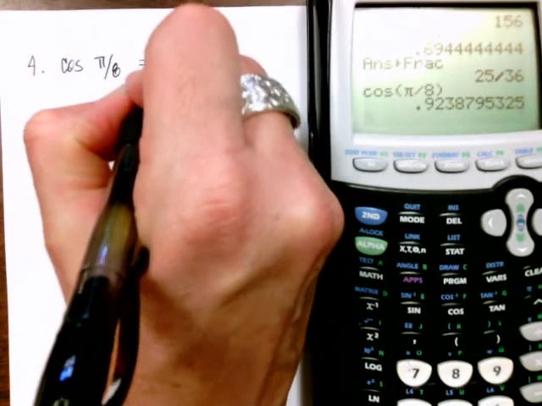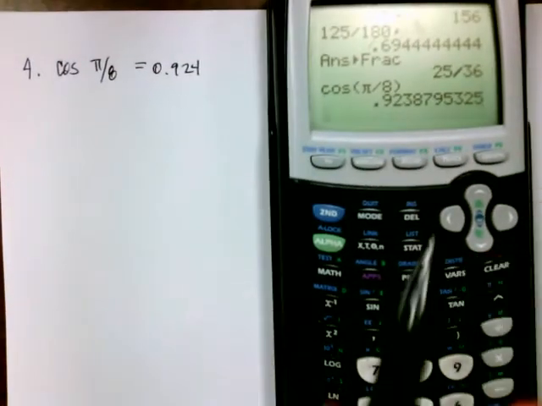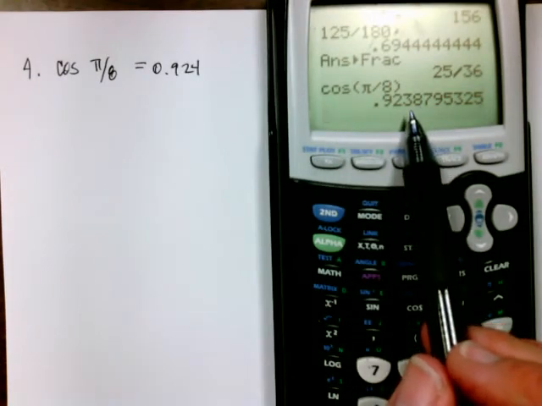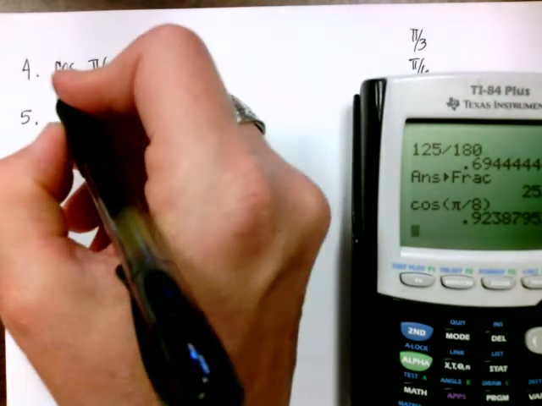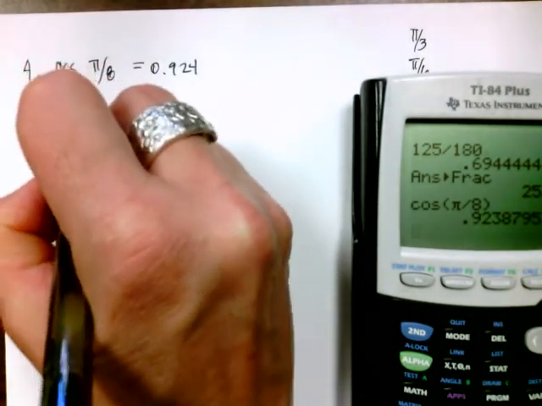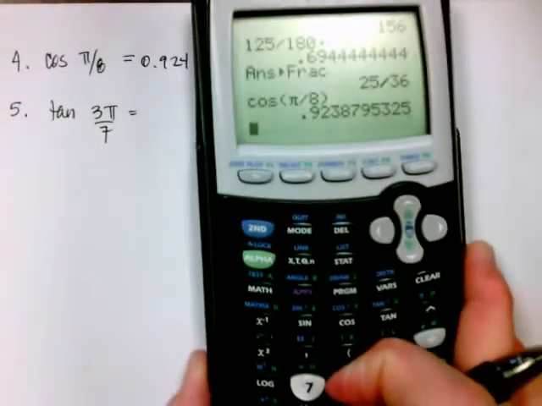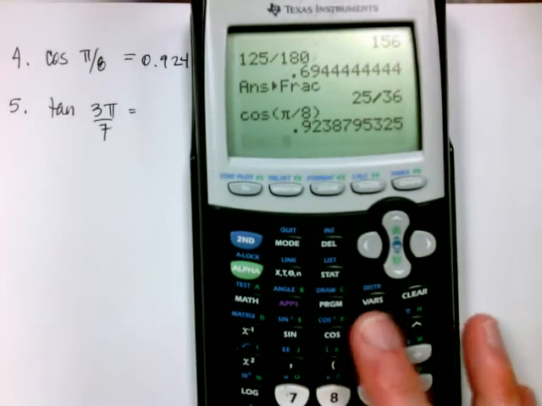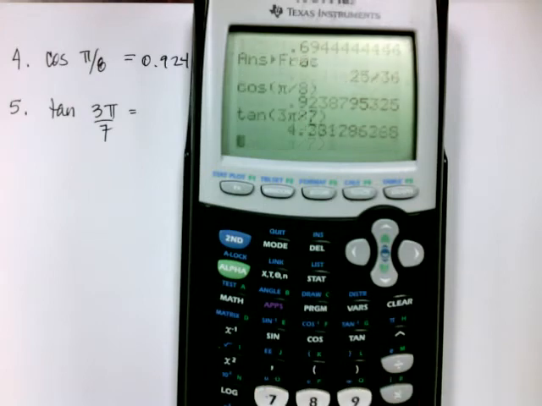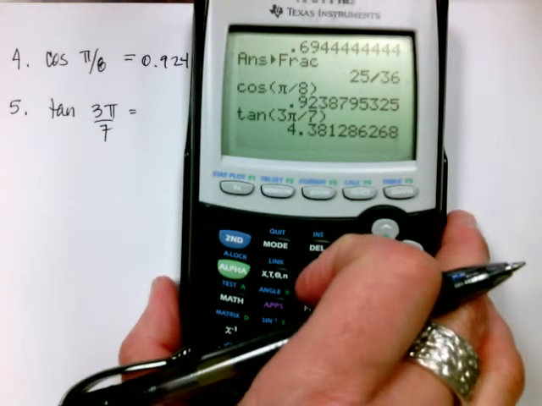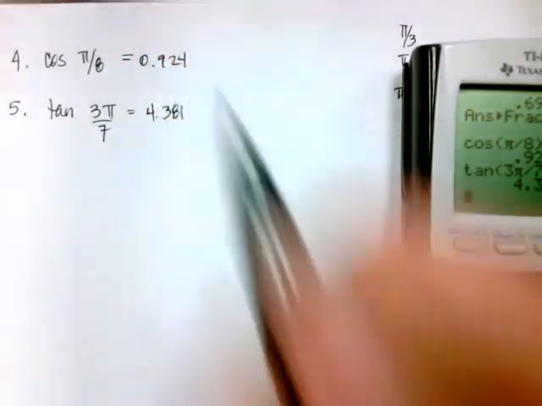So the cosine is 0.924. If my answer had not been in radians, I would not have gotten the correct answer. Okay? So you really want to pay attention to how they're giving you the math. The next one is I want to calculate the tangent of 3 pi over 7. Well, that's in radians. I just put my calculator in radians, so I'm going to do the tangent of 3 pi divided by 7, and it's 4.381. Okay, so I'm going to have 4.381.